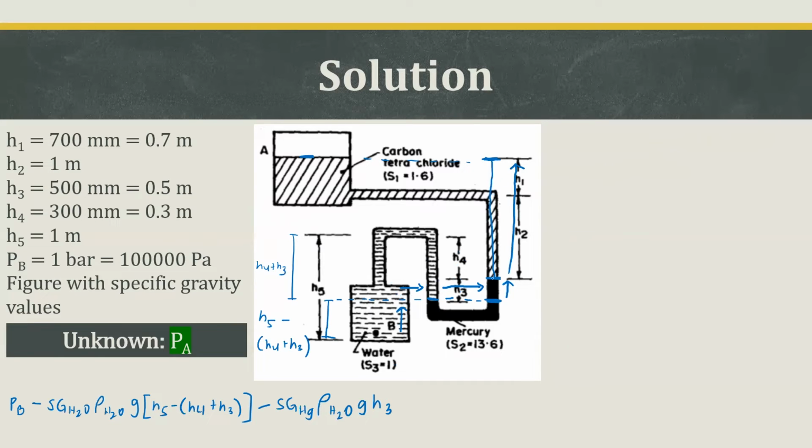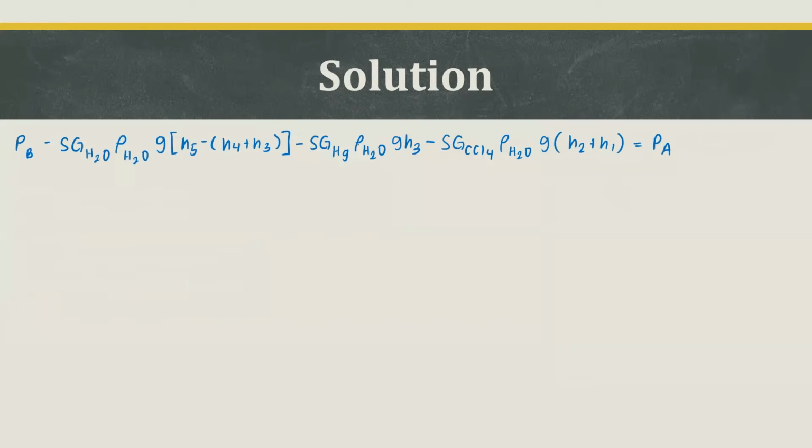Anyway, going back, we're at this point, we're going up, so that's minus again. This time the specific gravity of carbon tetrachloride, then the density of water, then gravity, then the entire height, H2 plus H1, and that is equal to the pressure at point A, P sub A. Okay, so we solve this in another slide. So here's the equation. Then we just substitute the values.